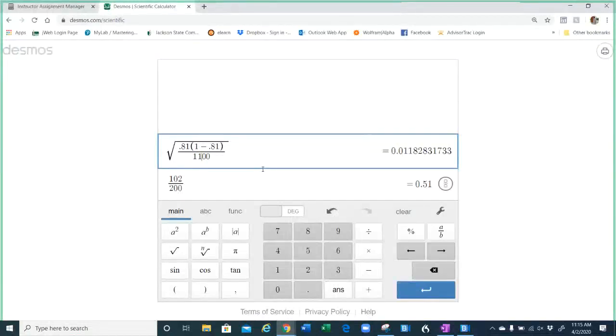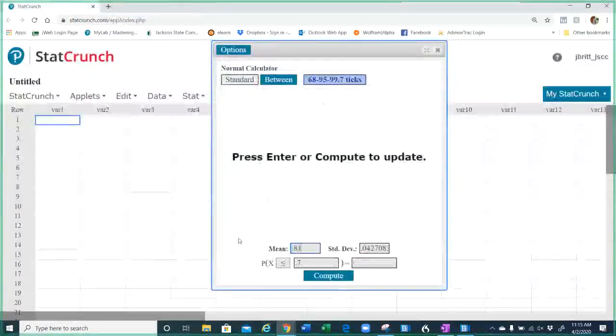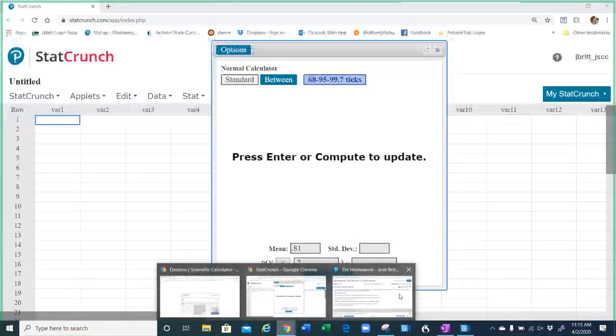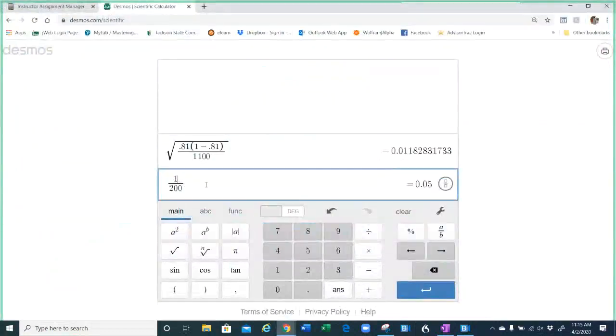Standard deviation 0.118283. Mean, standard deviation, and 935 over 1,100 is 85%.